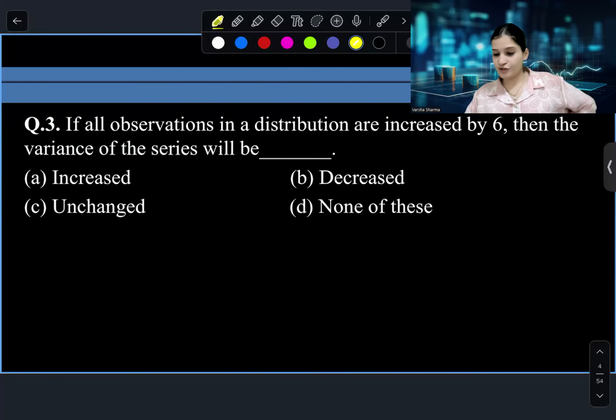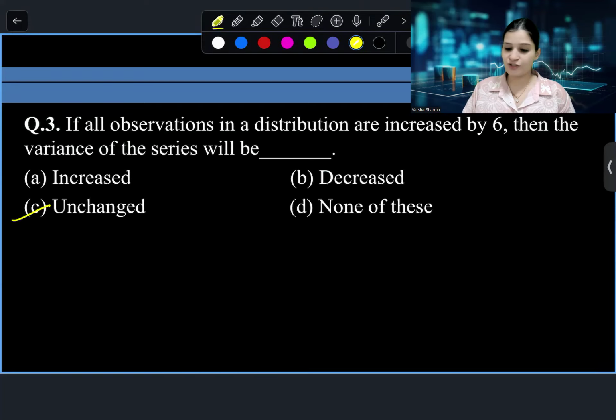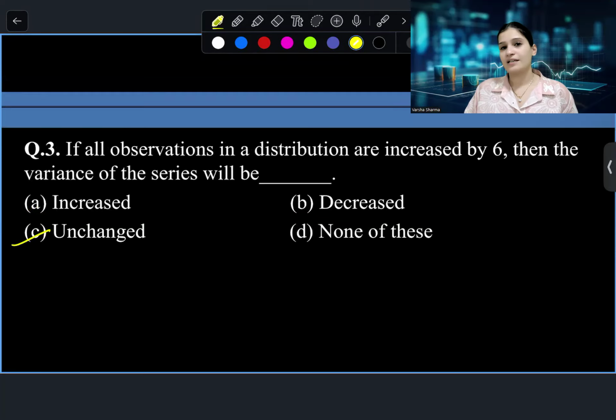If all the observations in a distribution are increased by 6, then the variance of the series. If you add or subtract something, it doesn't matter. It remains unchanged. But if you would have multiplied by 6, then the options will be something else. If the observations are multiplied by 6, the standard deviation will increase by 6. Variance is the square of that, so that will increase by 36. Am I clear?